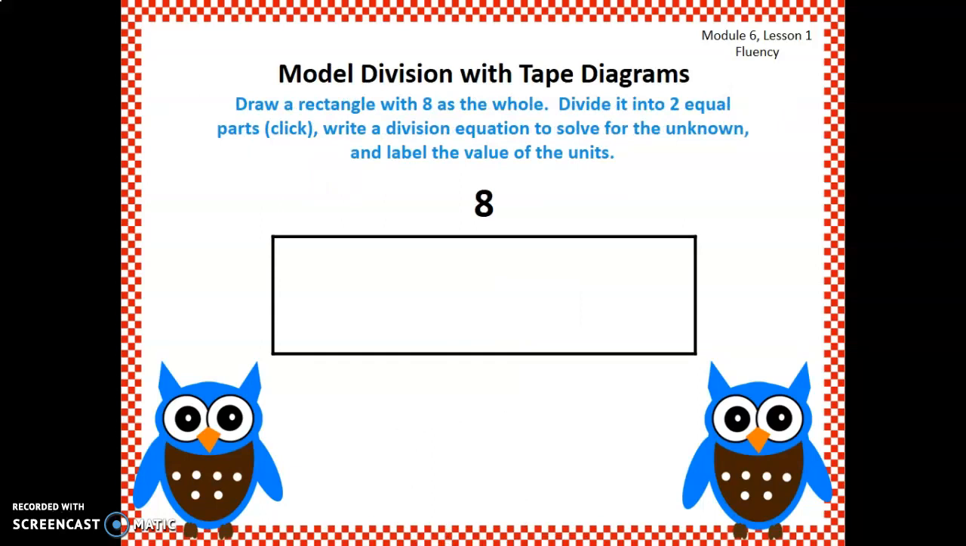Now draw a rectangle with 8 as the whole. Divide it into 2 equal pieces. Write the division equation to solve for the unknown and label the value of the units in this slide. 8 is the whole, 2 equal parts. 8 divided by 2 equals 2, 4, 6, 8.